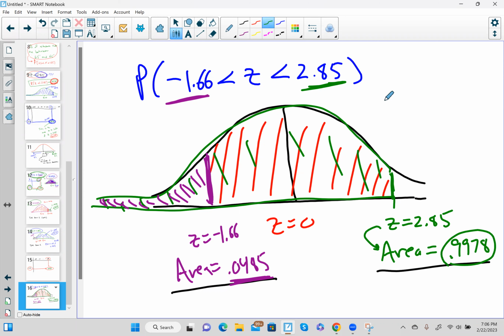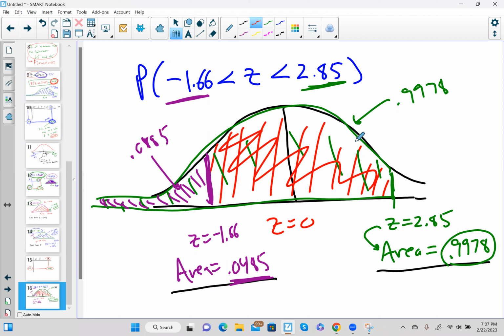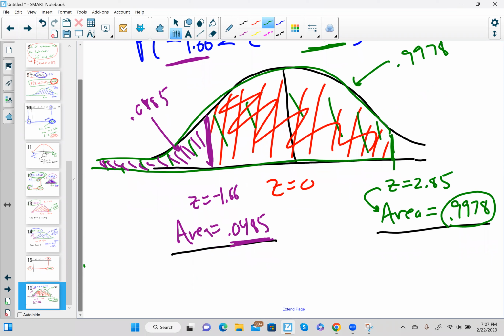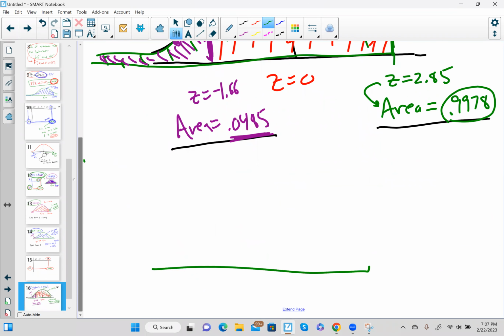So if we think about it, the green area is 0.9978. This purple area over here is 0.0485. And if I want the red area in the middle, I can just take the green area, which I had. The green area kind of looks like this as a picture. That's what it looks like.